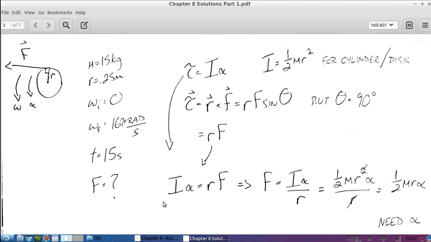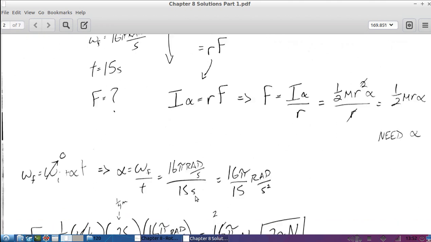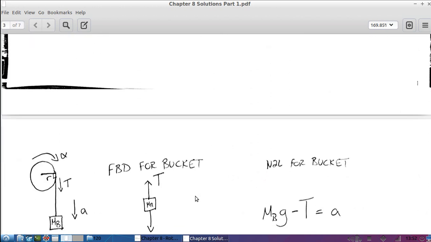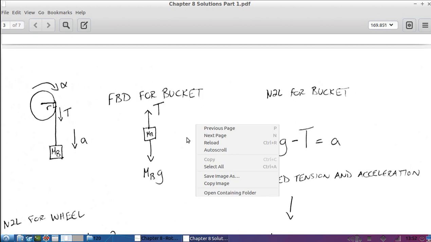And again, in a lot of cases, if we're looking for that force, or if we're given that force, we set RF equal to I alpha. Look up your moment of inertia expression for whatever your object is. Plug that in. You've got an equation, and you've got enough information to solve for one of those variables. Typical classical physics problem.